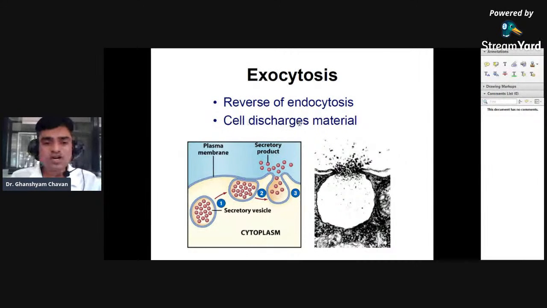So the cell discharges some material, in the form of chemicals, in the form of neurotransmitters, and in the form of waste materials also. Waste materials are also thrown outside the cell by the process of exocytosis. I hope you understood the process of exocytosis. There is a difference between exocytosis and endocytosis. They are oppositely different processes.